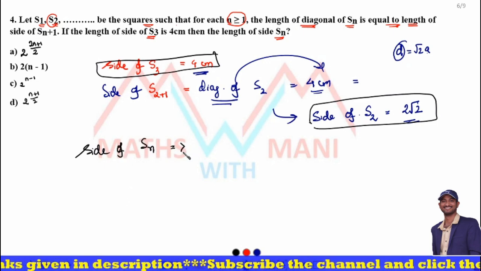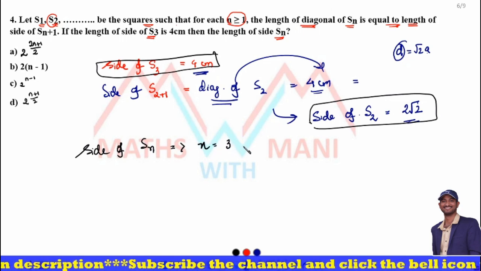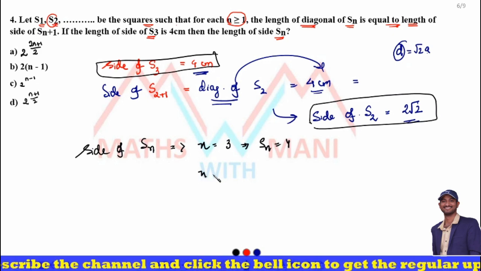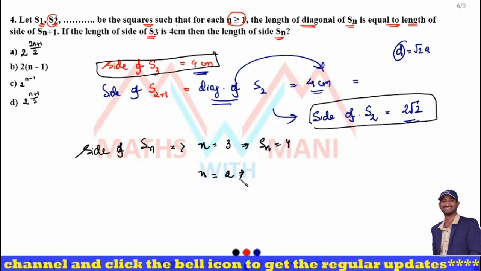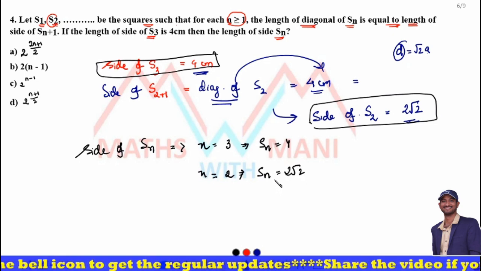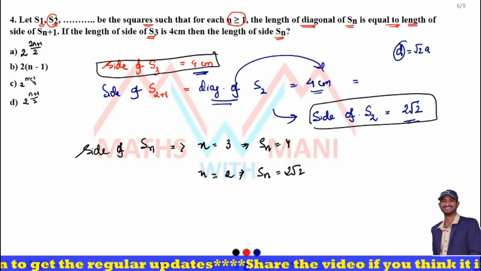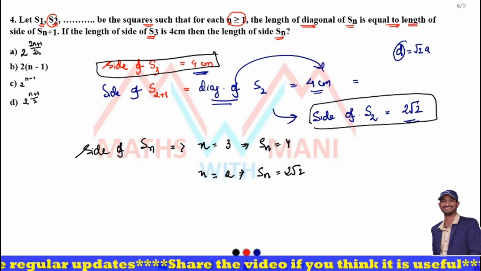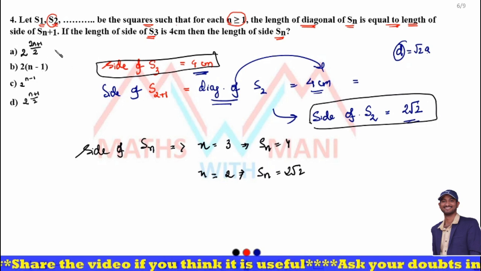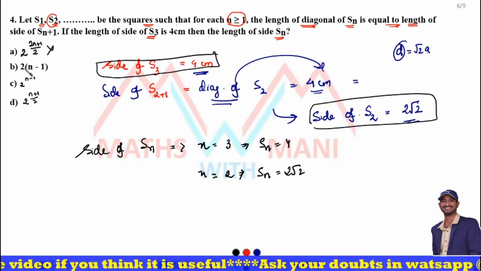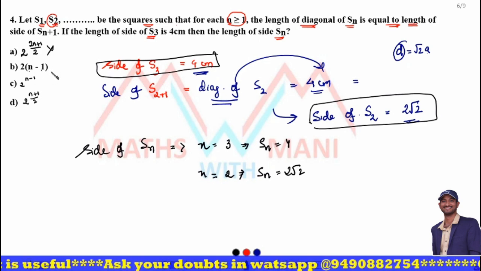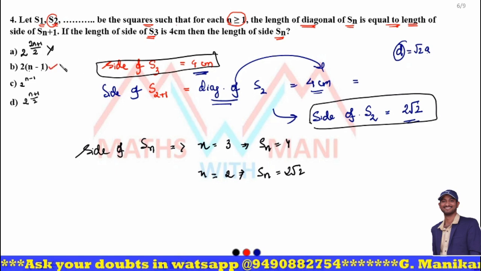If I substitute n equal to 3, what is the value of Sn? That is 4. If I substitute n equal to 2, what is the value? It is 2 root 2. Clear? So now observe, when I substitute 3 in the first option, 2 power (3 plus 1) by 2, that is 2 power 7 by 2, which is not equal to 4. So first option is wrong. Second option, 2 into 3 minus 1, that is 2 into 2, 4. It may be the answer.